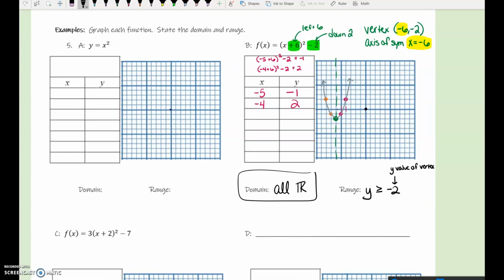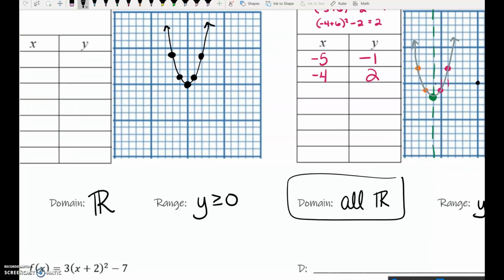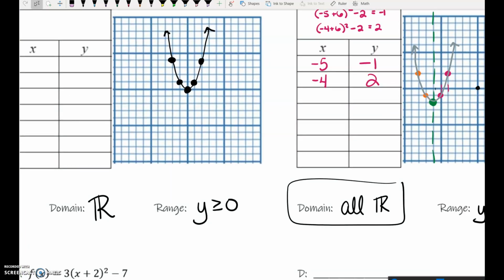Here's example A. The vertex is at 0, 0. And then we've got the point 1, 1 and 2, 4. And those are all reflected over. The domain is all real numbers. And the range is y is greater than or equal to 0. Every single point on this graph has a y value that is either 0 or larger than 0. And this is the y value of the vertex, because this vertex is the point 0, 0.